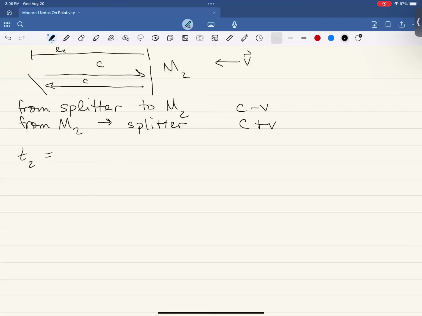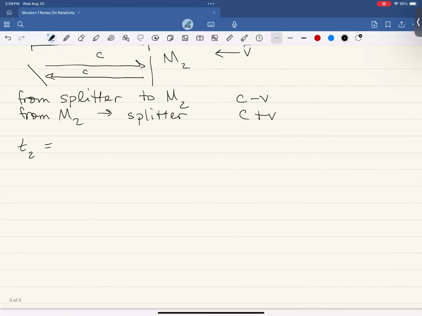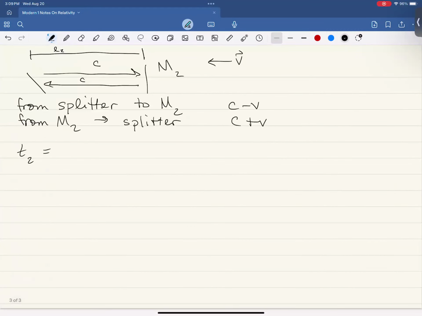So we would have two separate times because we have two separate speeds that we have to add to get T2. We'd have to find the time that it takes from the splitter to M2 at a speed of C minus V, and then of course from the mirror to the splitter again when the speed is C plus V. So that's going to be L2 over C minus V plus L2 over C plus V. And that would give the total time of travel for the light traveling along L2, which is parallel to the ether drag. Okay, so that's the first one.